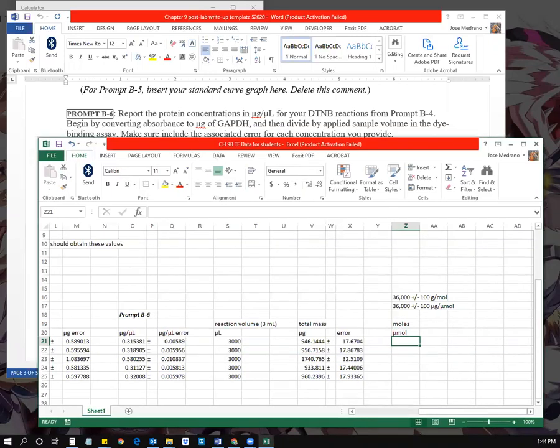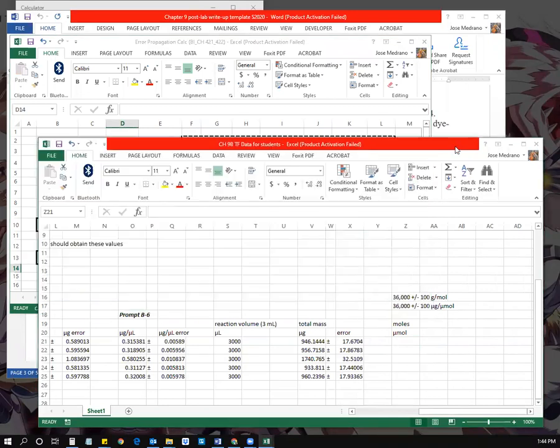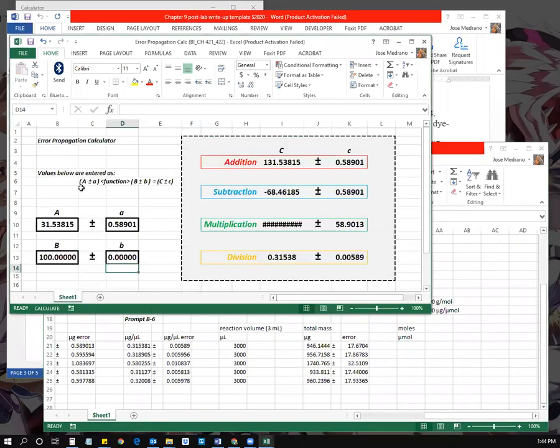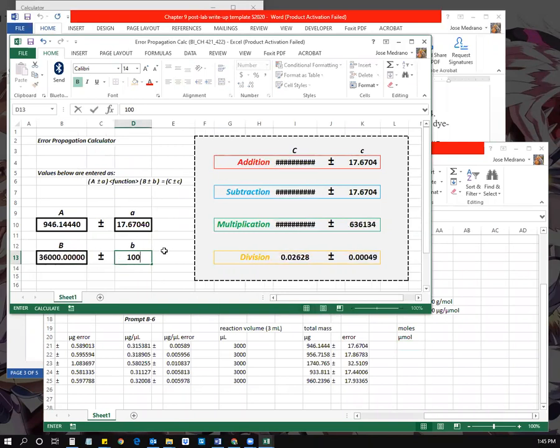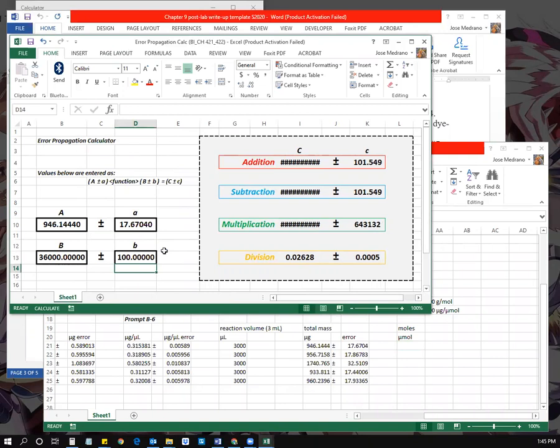So I'm going to go back to my error propagation calculator, and the first calculation I'm going to try to resolve is this: 946.1444 plus or minus 17.670 micrograms divided by now this conversion of 36,000 plus or minus 100 micrograms per micromole. And the result that I have here now is the one that I'm looking after.